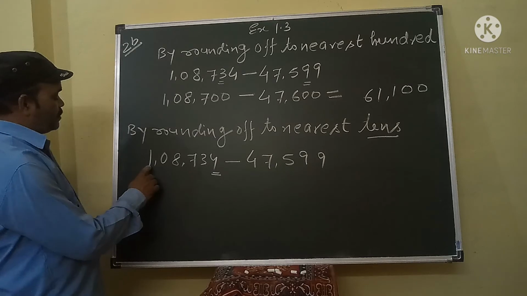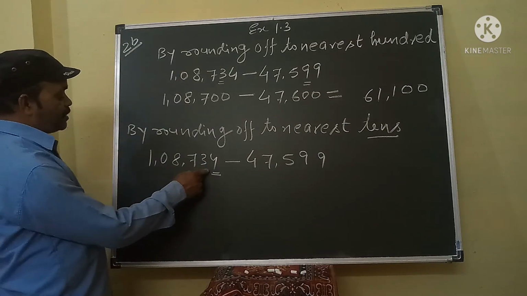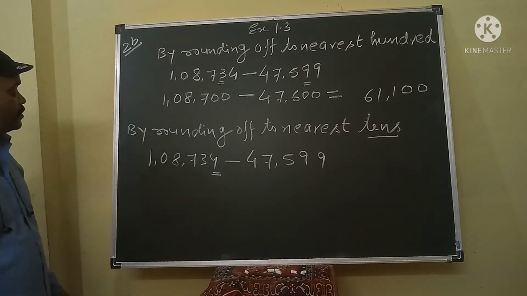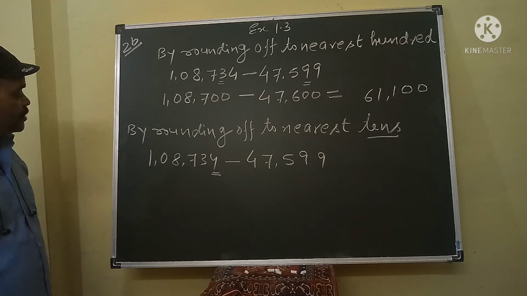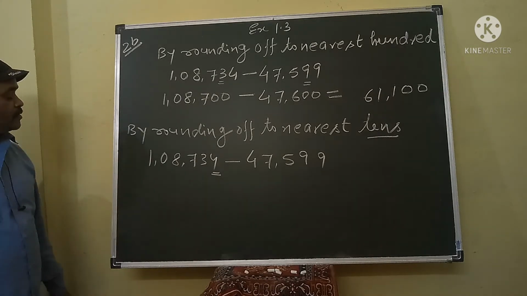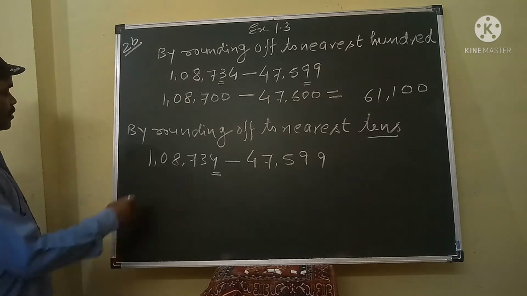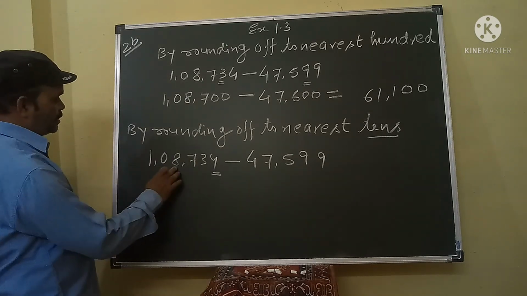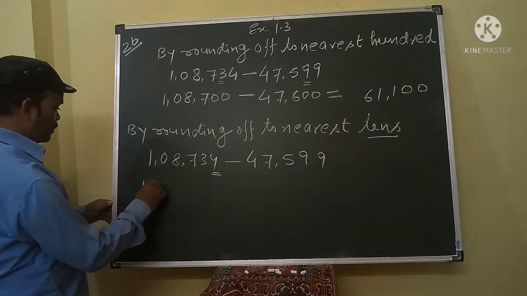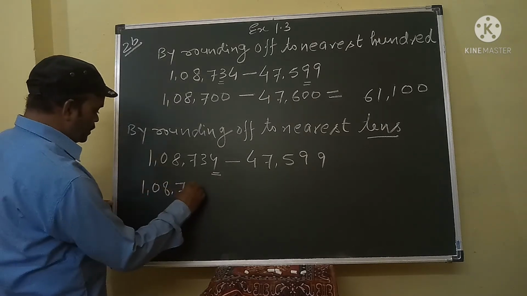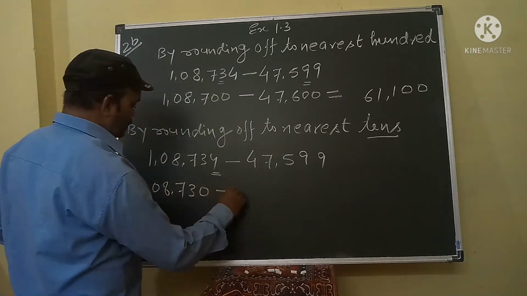Okay. In 1,08,734, the ones place value is 4, and 4 is less than 5. So rounding off 1,08,734 will be 1,08,730. Okay.